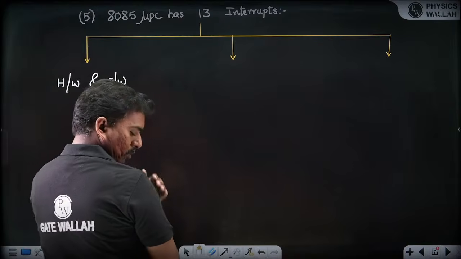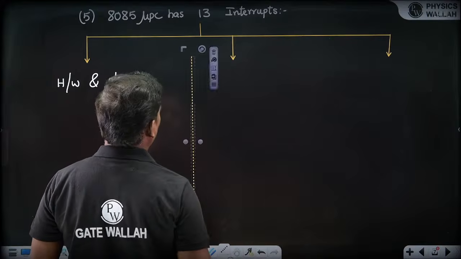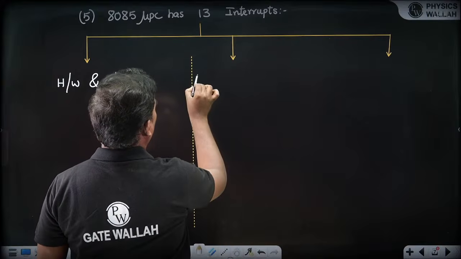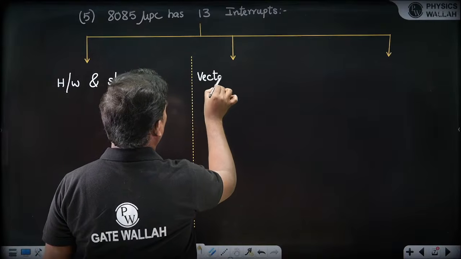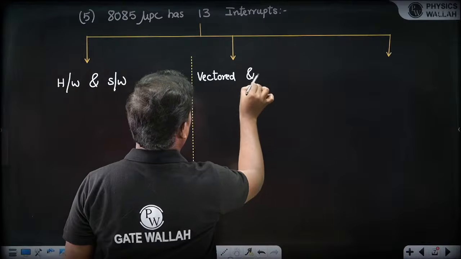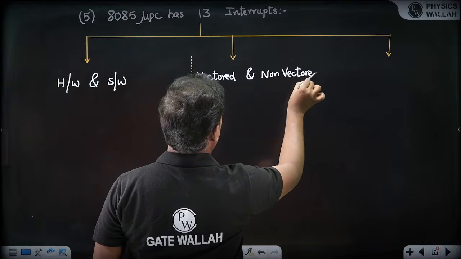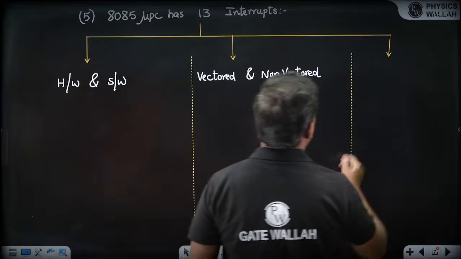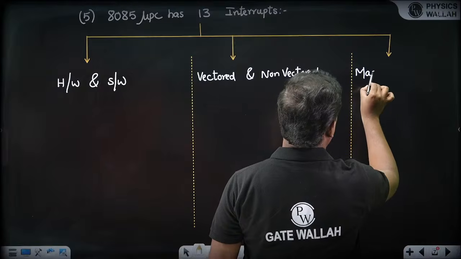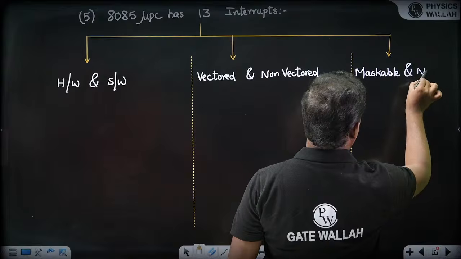Next, they're classified as vectored and non-vectored, and they're also classified as maskable and non-maskable.